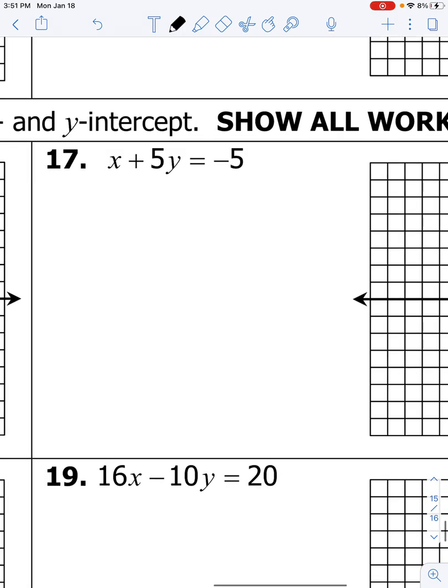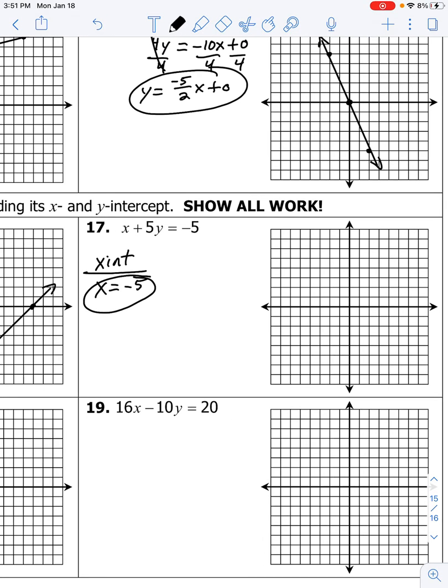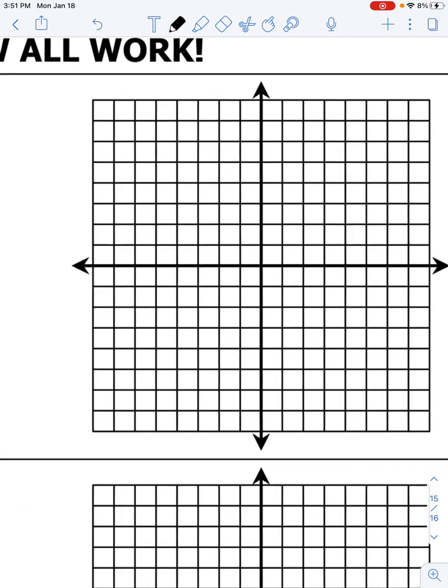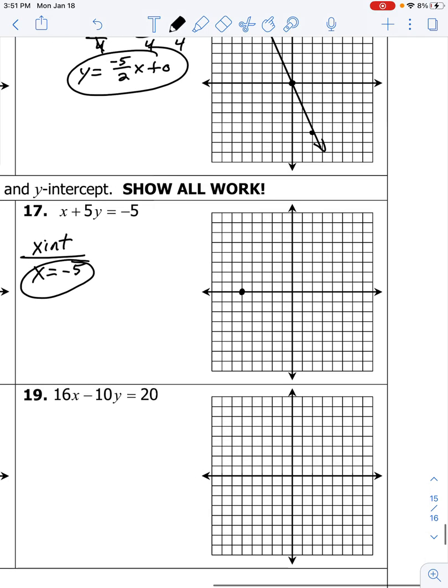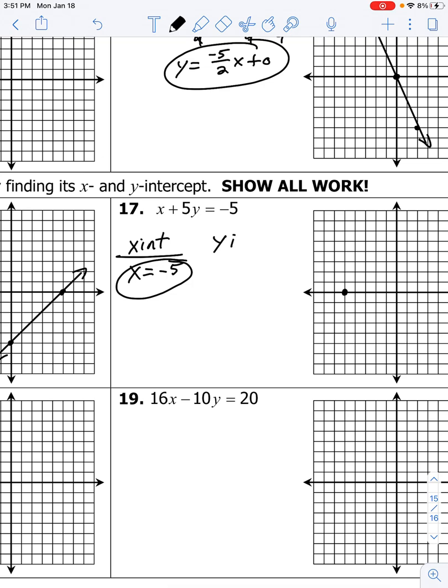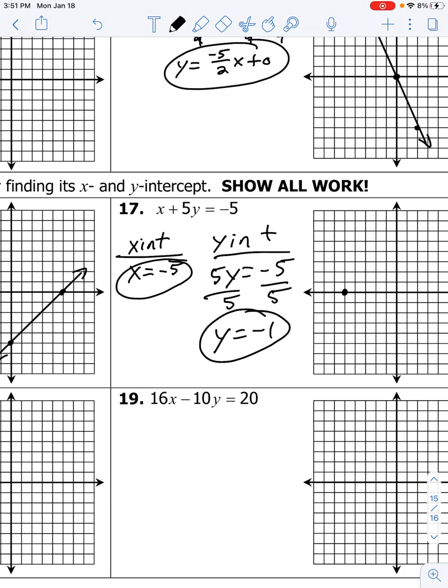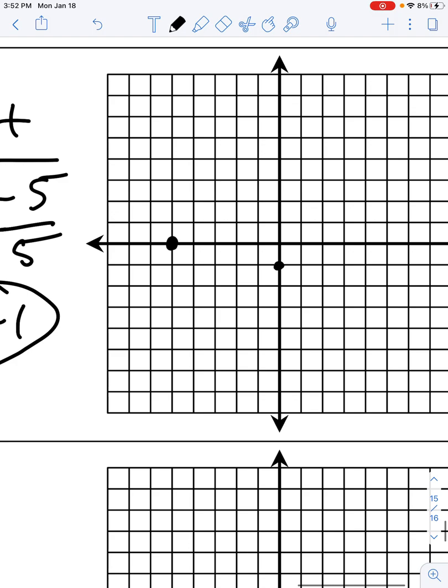Okay, number 17. So if we're looking for the x-intercept, take the y out. That actually gives us this right here. So that's our intercept, x equals -5. So we're going to plot -5 on the x-axis right here. And then for the y-intercept, we're going to take the x out. So 5y equals -5. Here we actually have to solve. So we need to divide by 5. Y equals -1. So we're going to plot -1 on the y-axis right there. And then draw our line.